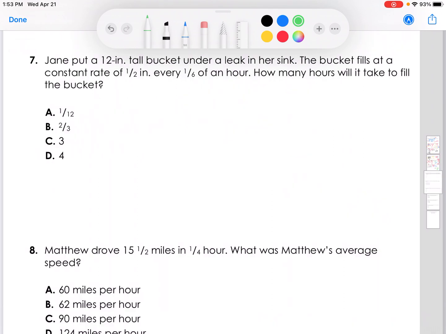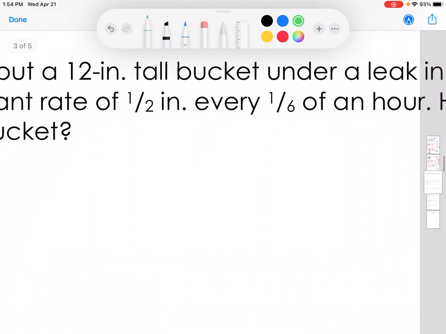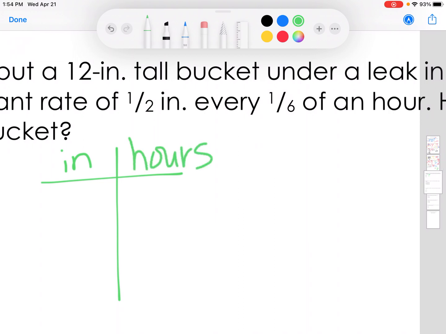Jane put a 12-inch tall bucket under a leak in her sink. The big bucket fills at a constant rate of 1/2 inch every 1/6 of an hour. How many hours will it take to fill the bucket? Okay, so I'm going to start with my table. I know I have inches and I know I have hours. I know that it's 1/2 inch for every 1/6 of an hour. And I have a 12-inch tall bucket. So I want to see how long that's going to take me.